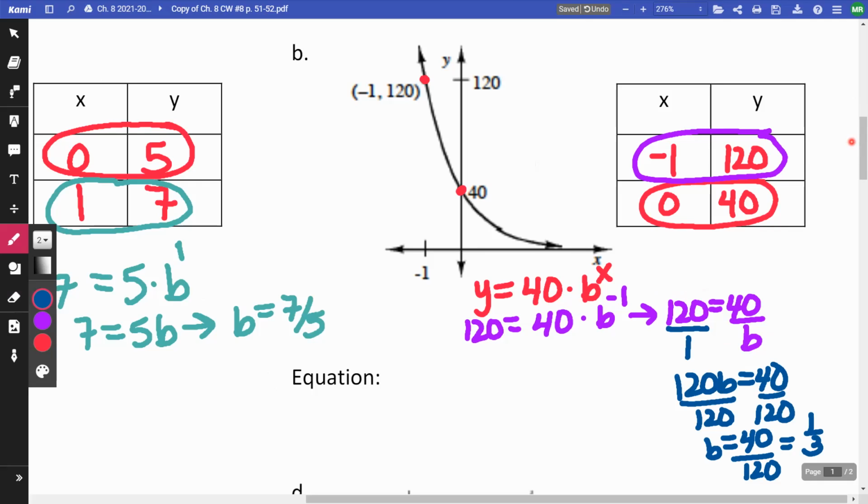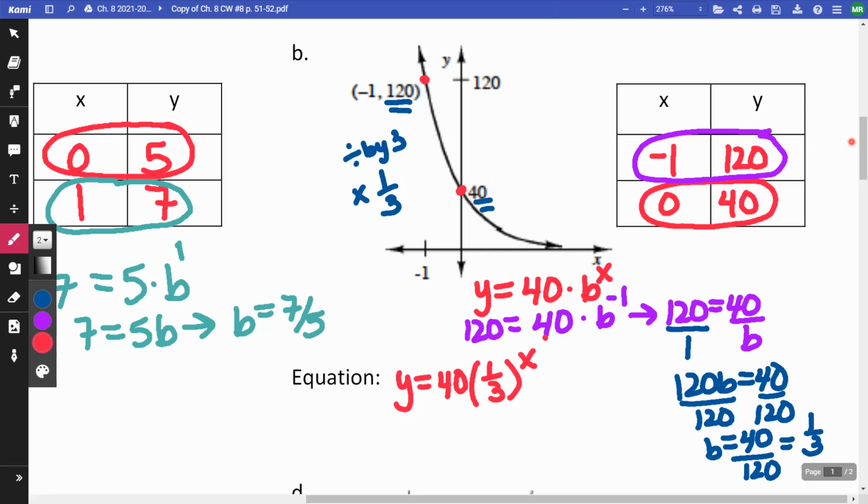Now, some of us might notice that if I'm starting with 120, I can divide by 3 to get 40. Now, when I divide by 3, that's the same as multiplying by the reciprocal. So some of us might have been able to see it that way. So our equation is going to be y is equal to 40 times 1/3 to the power x.